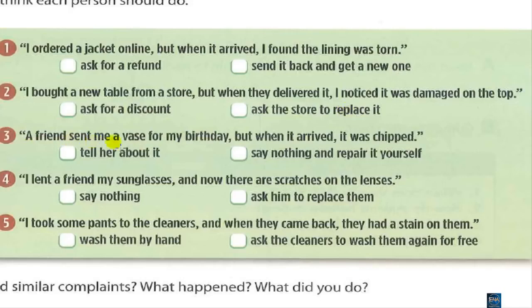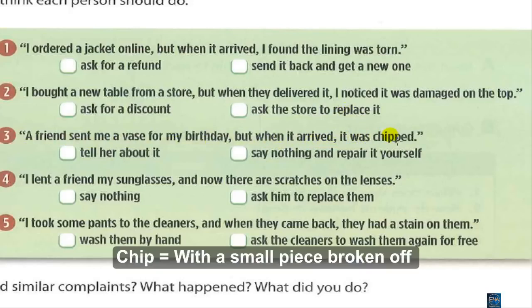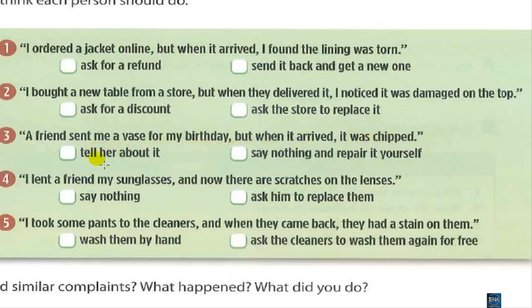3. A friend sent me a vase for my birthday, but when it arrived, it was chipped. There was a chip in the vase. Tell her about it. Take care: the H is silent in "her", and the T is a soft D. Tell her about it. Or say nothing and repair it yourself.